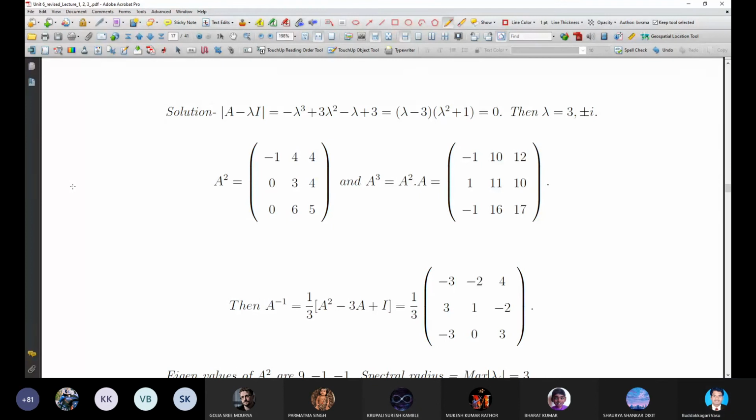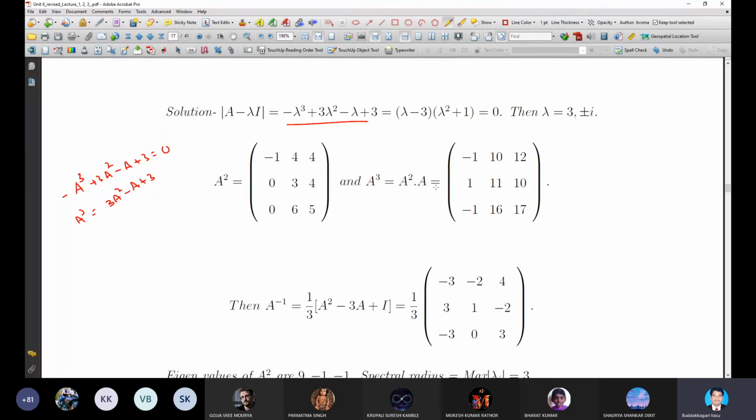A cube minus A cube plus 3A square minus A plus 3 is equal to 0, right? So this is the characteristic equation. This equation would be satisfied by the given matrix A by the Cayley-Hamilton theorem. So therefore, from which we can write, A cube is equal to 3A square minus A plus 3.